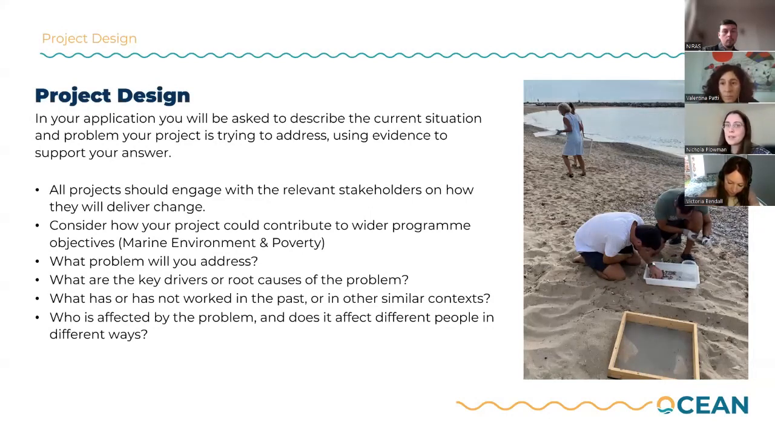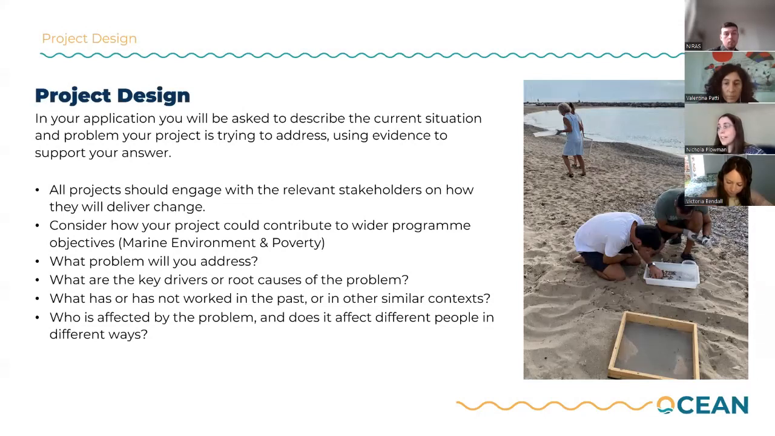So to do this, we recommend that you engage with the relevant stakeholders on how they will help you to deliver change and how you will help them, how you're going to work together. You should also consider how your project is going to contribute to these wider program objectives that Valentina mentioned. So this is marine environment, poverty reduction, and gender equality and social inclusion. So I'll get a bit into that in more detail in the following slides.